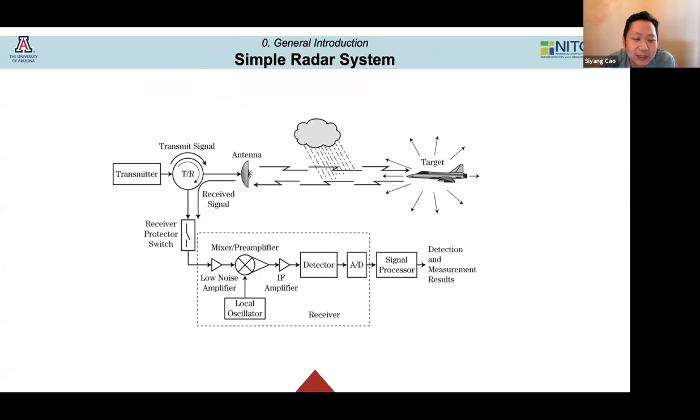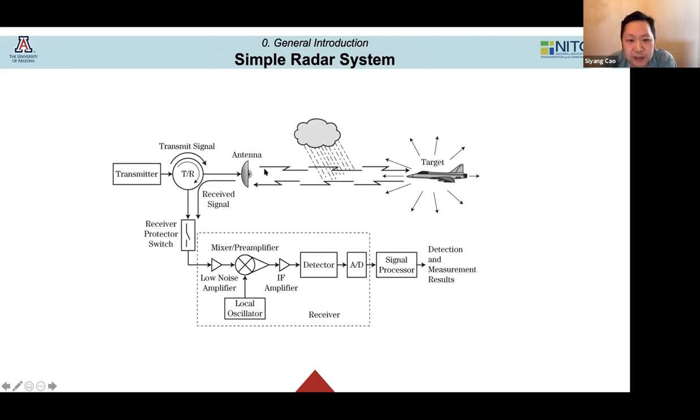What radar does is generate a signal, and through the antenna, it sends out a radio frequency signal. When it hits a target, part of the energy goes back to the antenna, and the radar collects that signal and does the signal processing. Radar basically measures three things.